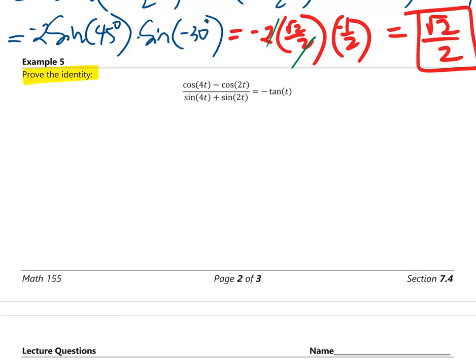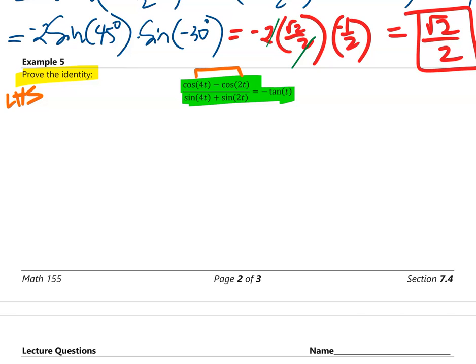Next, let's prove an identity. Given cosine 4t minus cosine 2t over sine 4t plus sine 2t, we're going to prove that it is equal to negative tangent t. So like what we did in the past sections, when we prove an identity, you can choose the left hand side or right hand side. This one, let's prove the left hand side and show that it is equal to the right hand side, negative tangent t.